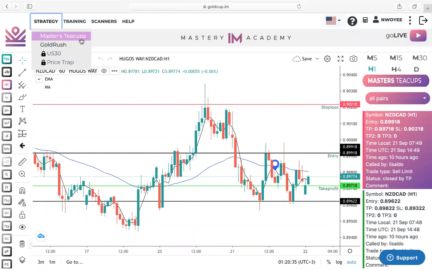The first one is Master Teacup. We have Gold Rush, we have US 30, and we have Price Trap. The one I use the most is the Gold Rush. That's the one I use the most.